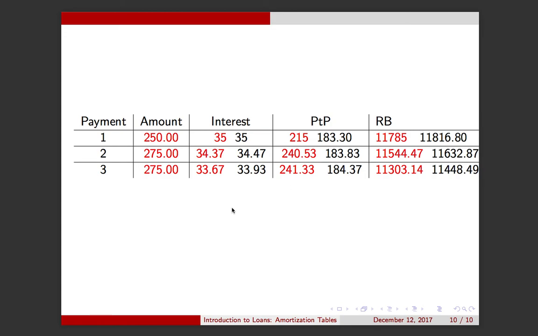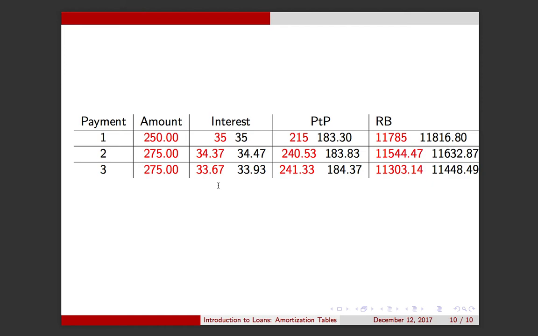So you just keep doing the same thing. Notice, since you are paying more, the amount you owe is less. Right? 11,785 is less than 11,816. 11,544 is less than 11,632, etc. Notice the interest amounts in red are also less.